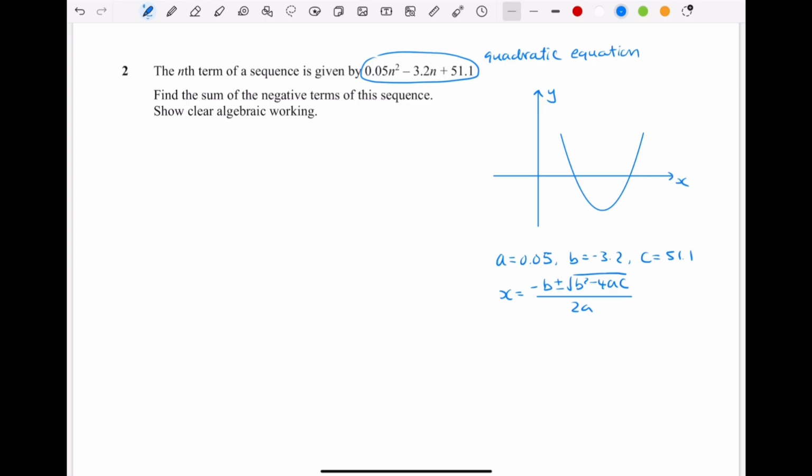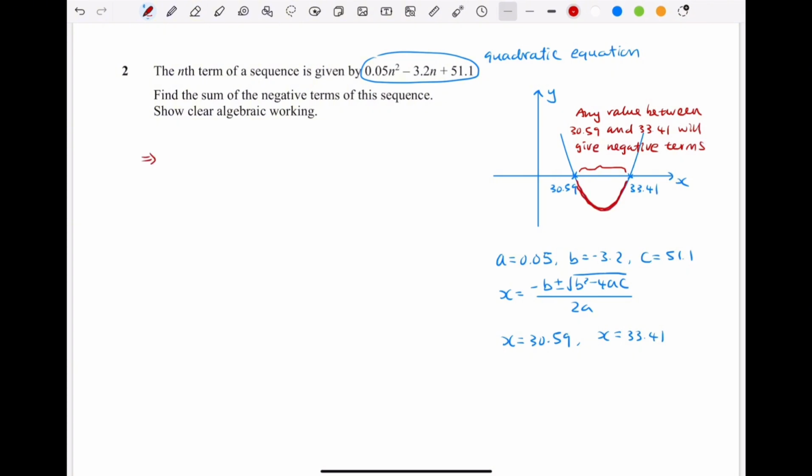That means the x-intercepts. By putting these values back into the calculator, we can work out that x is 30.59 or x is 33.41. So any values between 30.59 and 33.41 will give us negative terms. This is because the graph is under the x-axis. So that means n could be 31, 32, or 33.